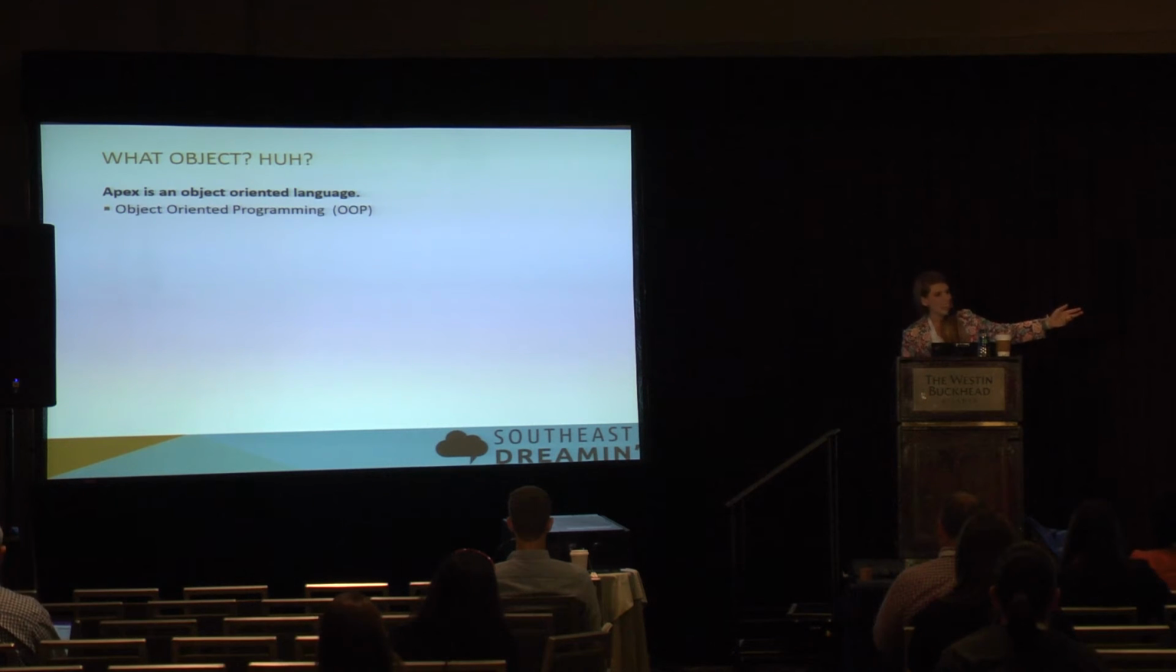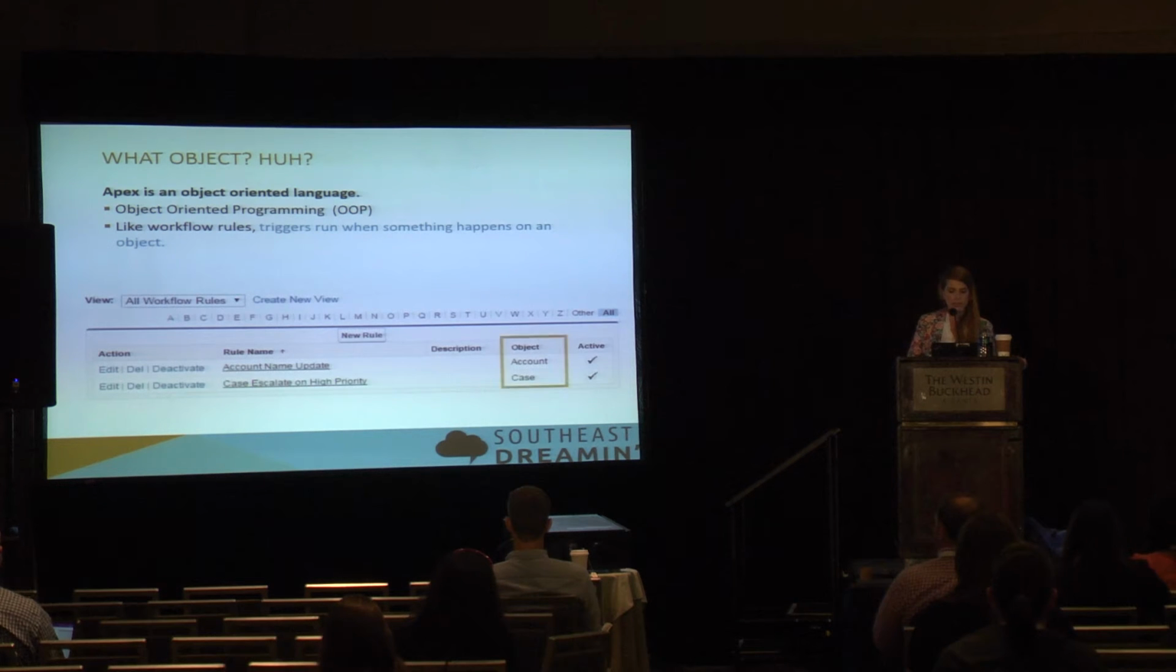So when we think about object-oriented languages, let's think back in workflow terms. Triggers run when something happens on an object. When we think about an object, we're going to think about the account, the case, the lead, the opportunity. These are different objects, right? So when we say Apex is an object-oriented language, what we're saying is our code is going to run on specific objects. Does everybody understand that now? Yeah.